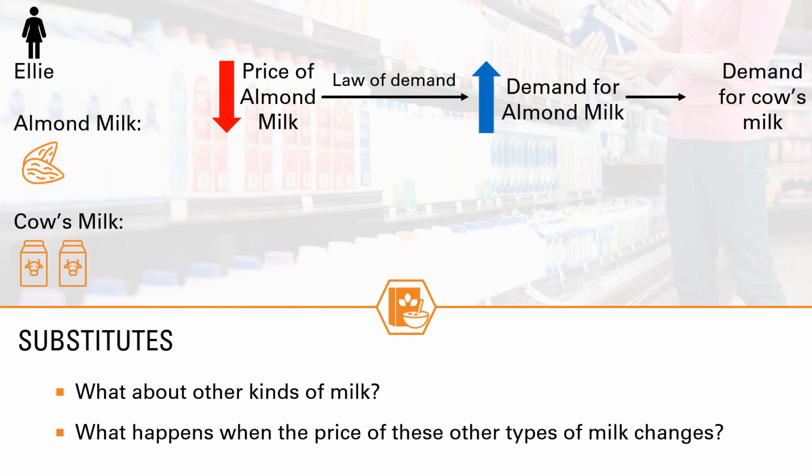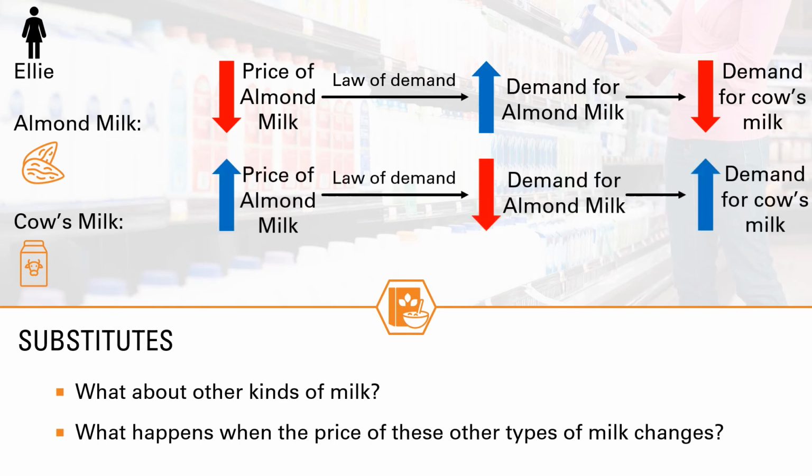So what happens to demand for cow's milk is that it decreases, right? So you can substitute it. Because you've got more almond milk, you could probably substitute that for one of your jugs of cow's milk. So now you demand less for it. And again, we can do the reverse.